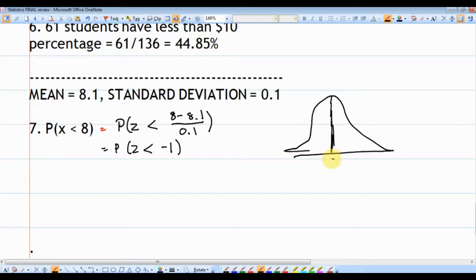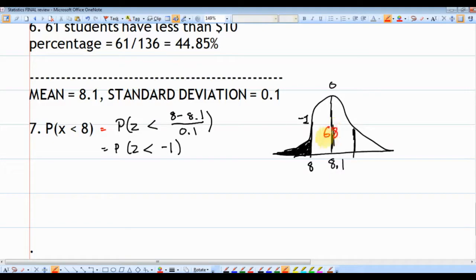There's 8.1 with a z-score of 0. 8 is over here with a z-score of -1. So you're supposed to have this area memorized. And just to help you, remember that the middle area here is 68%. And then the other one is 95. And then the other one is 99.